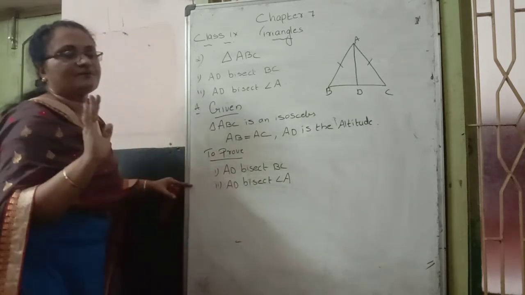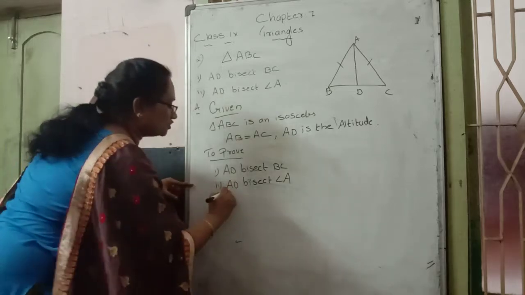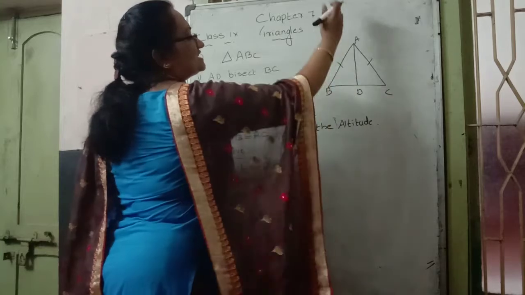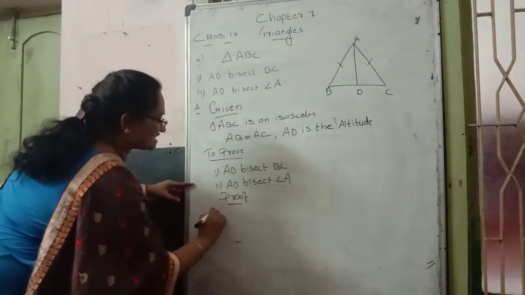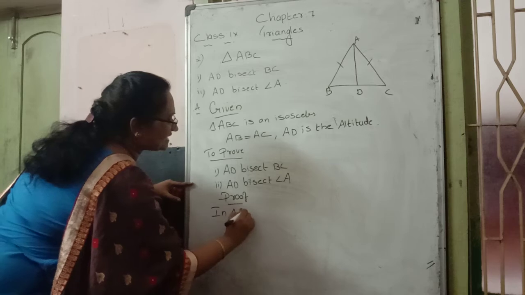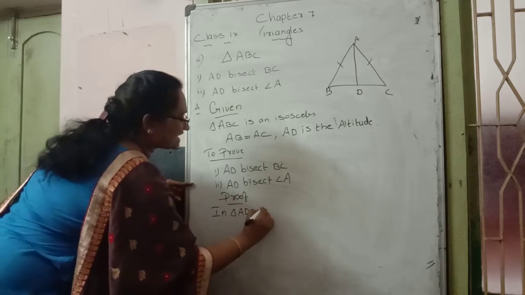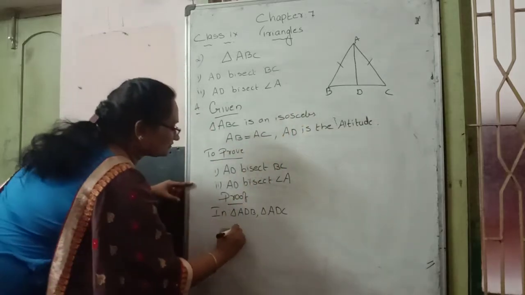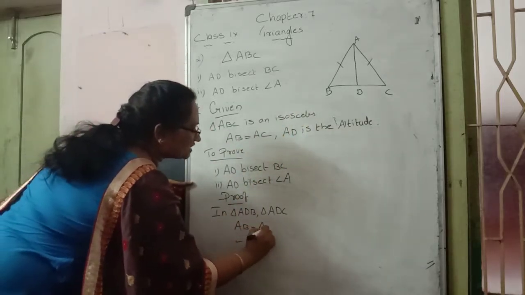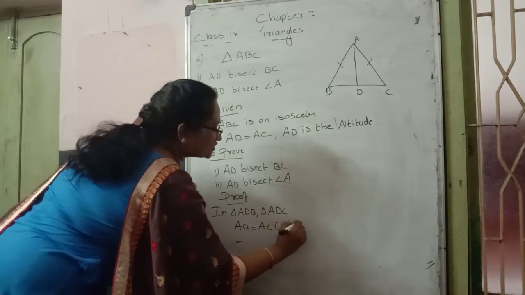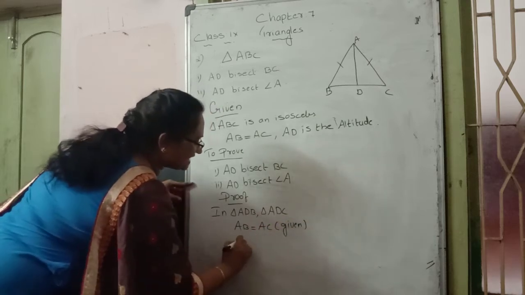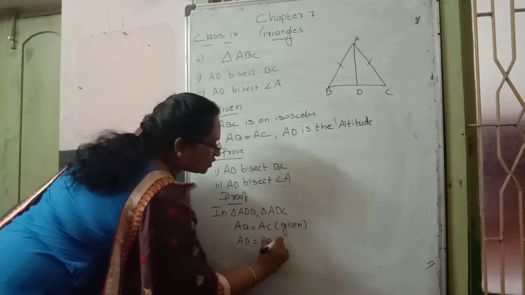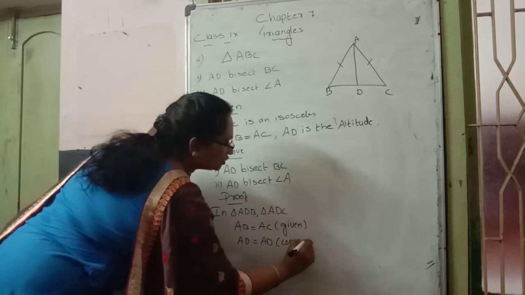Then the third step is the construction step. Note that we directly go through the proof. Proof: here AD bisecting divides into two triangles. Which are the two triangles? Triangle ADB. The second triangle, name it ADC. What are the things we can say? AB side is equal to AC, already given in the question. Next, AD side is common for both triangles.